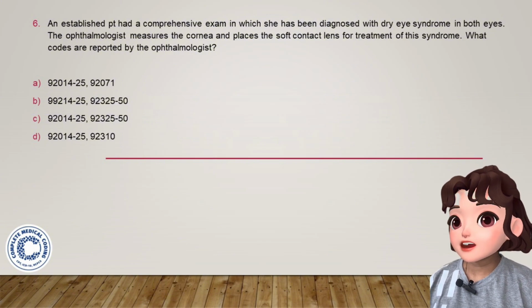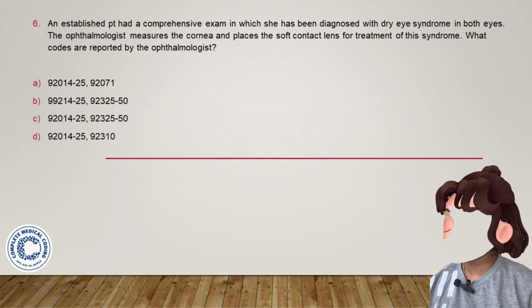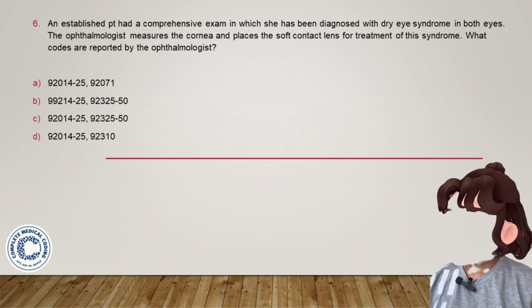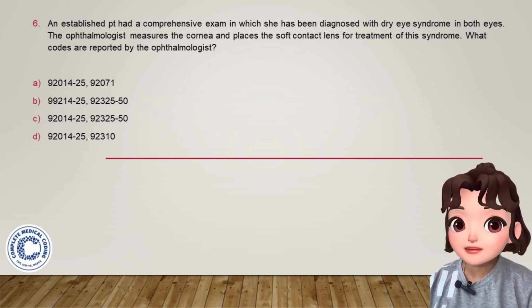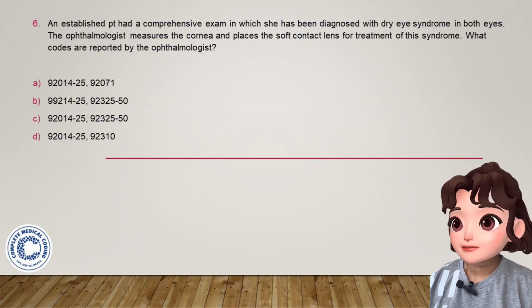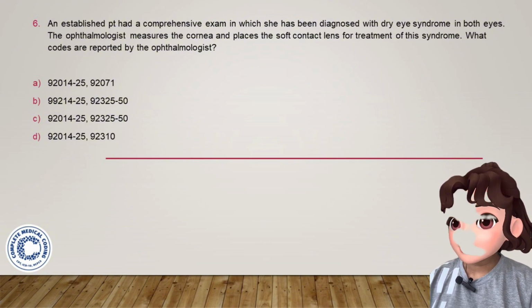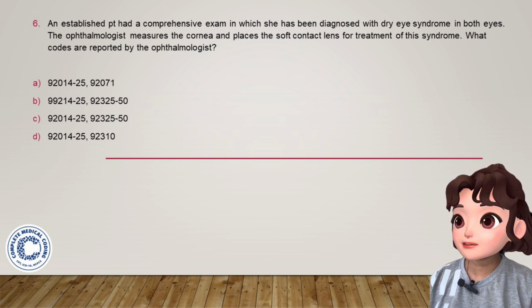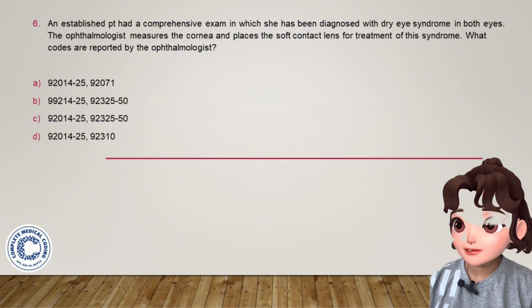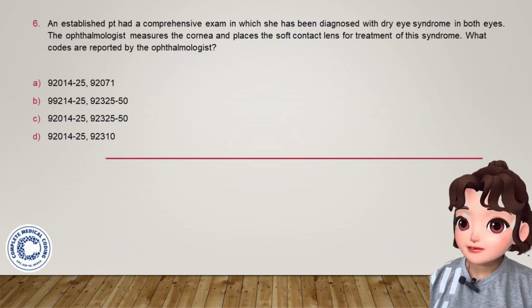Now what is CPT code 92071? 92071 represents fitting of contact lens for treatment of ocular surface disease. This is ocular surface disease, right? Because dry eye syndrome occurs on the surface of the eyes. So 92071 represents fitting of contact lens. Yes, the contact lens has been placed. It's mentioned in the question. So this will be the answer.